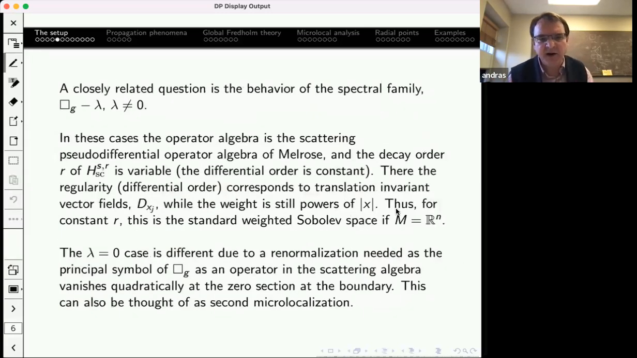But more typically, we will think about the spectral family. So we have a lambda, lambda times the identity, if you want, which is typically going to be non-zero. And so in this case, the spaces will be standard Sobolev spaces, standard weighted Sobolev spaces if you are on Euclidean space. So the standard derivatives, there's ∂_{x_i}, and the weights are still powers of the norm of x. Now, the difference between these two, at the phase space level, like what these derivatives are quantizations of, is that you use a different frequency variable.